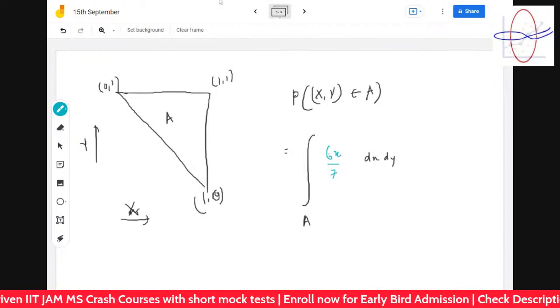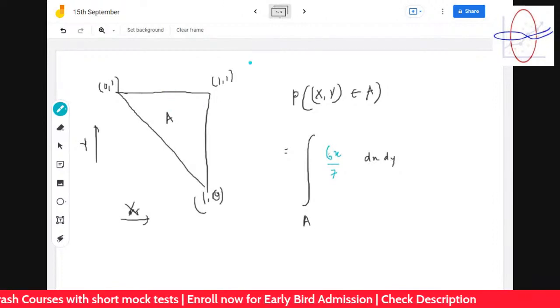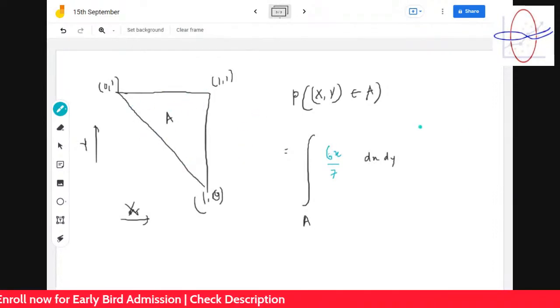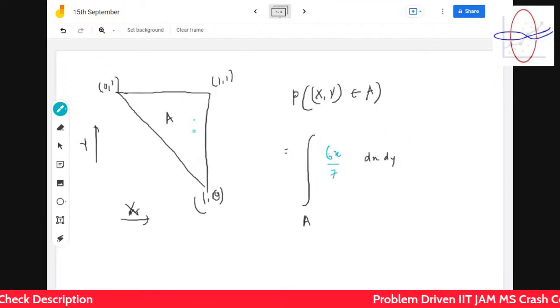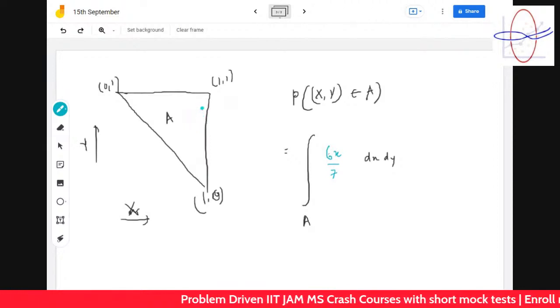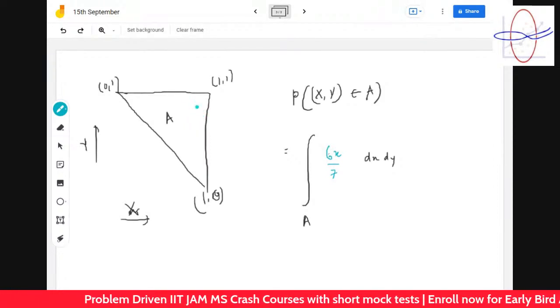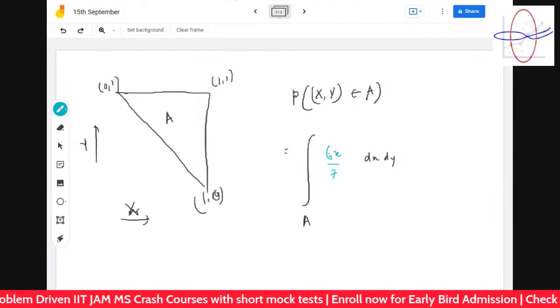The trickiest part of this problem is to understand how to do the integration over this region where we have x and y. dx and dy means you can only take change in the x direction and the y direction. So you have to break it up into strips of lines which are either parallel to the x-axis or the y-axis. This is the basic problem-solving strategy.